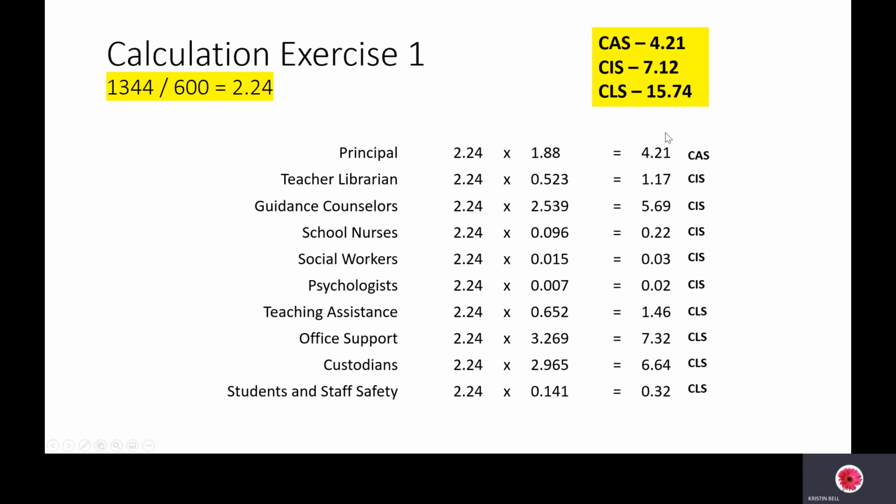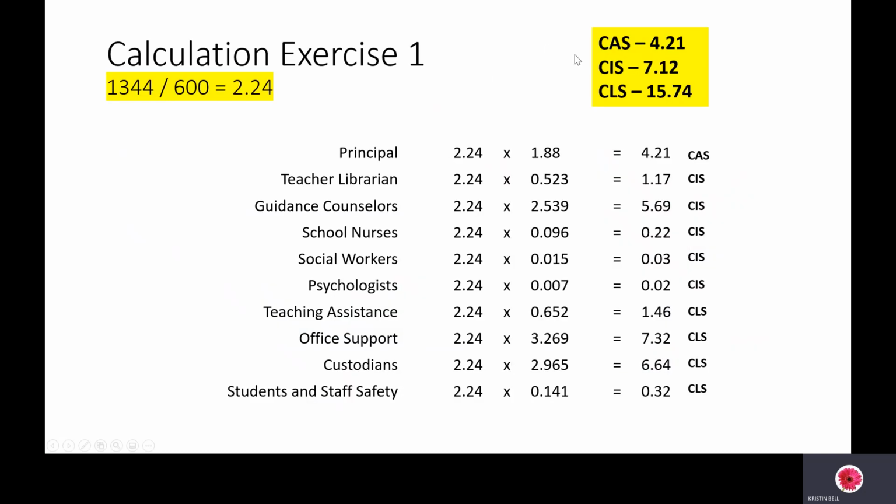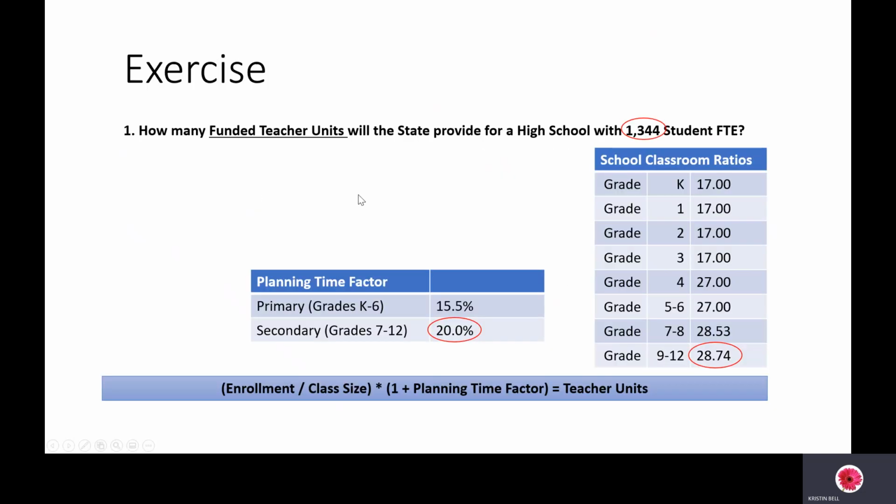And so you can see the total here collectively, the OSPI would fund us on 7.12 CIS units, 4.21 CAS units, and 15.74 CLS units. This is for these types of positions. If we wanted to talk about how many teachers or additional staffing units they would give us, these are CISs here, but a counselor is a certificated staff member, for example, not necessarily a classroom teacher. These are the classroom teachers.